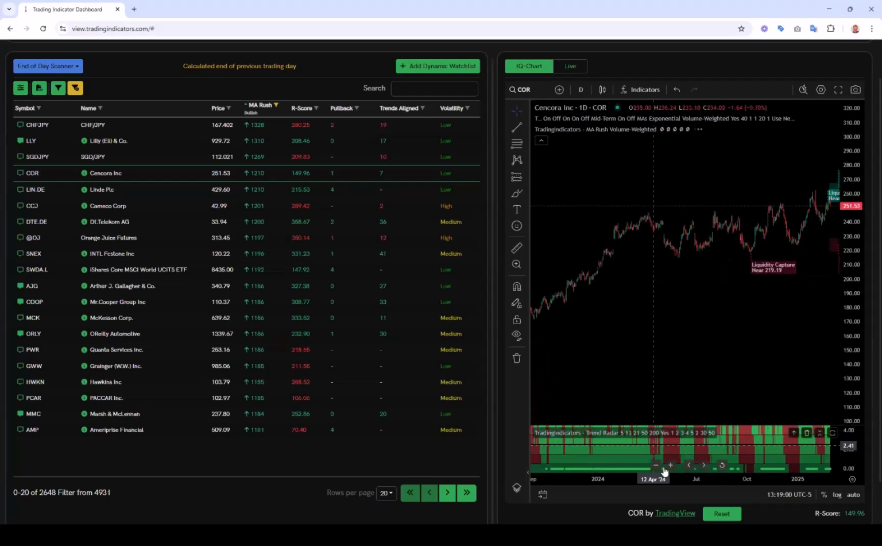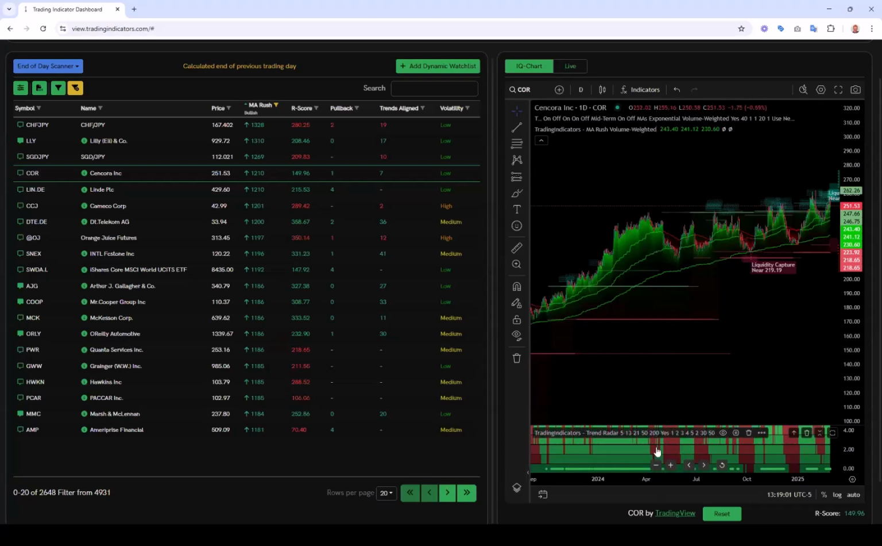Okay, trend radar has all these red patches throughout this overarching uptrend. Maybe one way to enter would be to wait for a red patch to come. And depending on how deep this red patch goes, we have different types of pullbacks. And then enter when such a pullback happens. Wouldn't that be cool? All right.